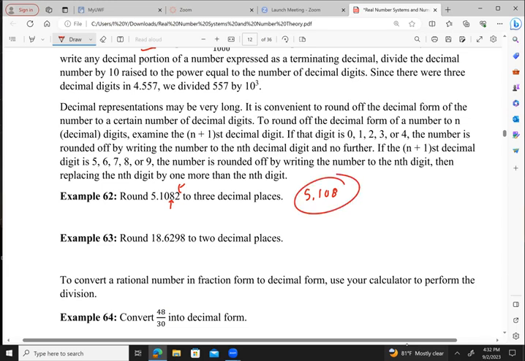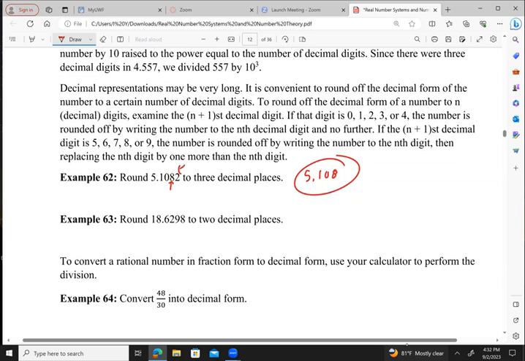Okay. Next, we want to round 18.6298 to 2 decimal places. So we want to round it to the second decimal place. So we look at the third one. It's a 9. We're rounding up. So 18.62 becomes 18.63.